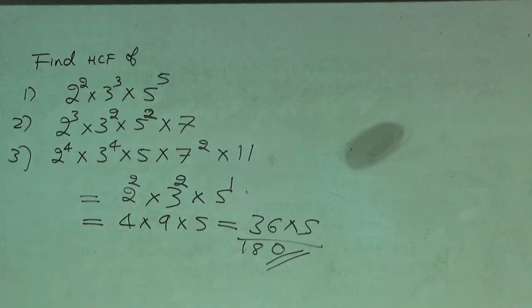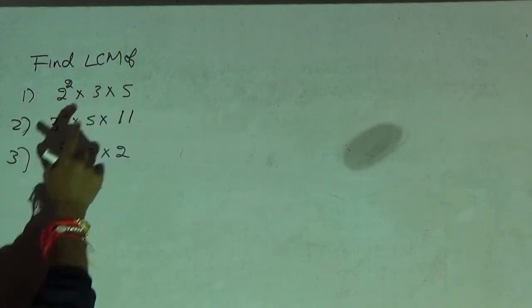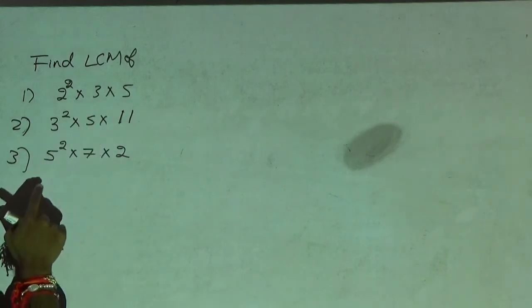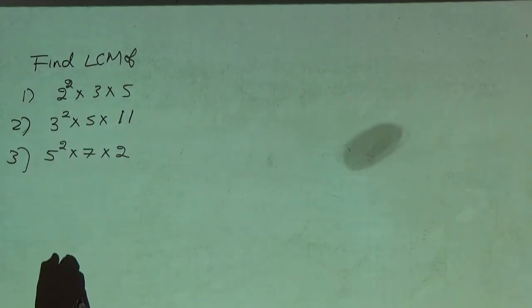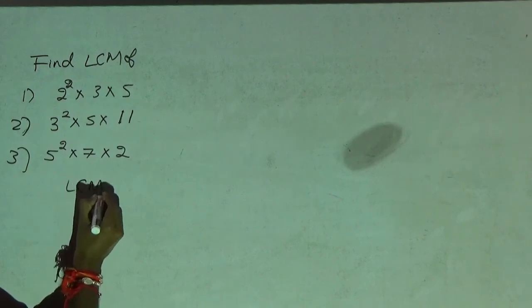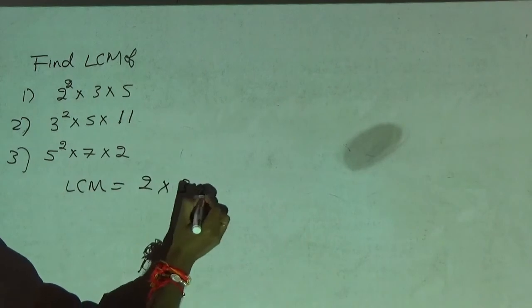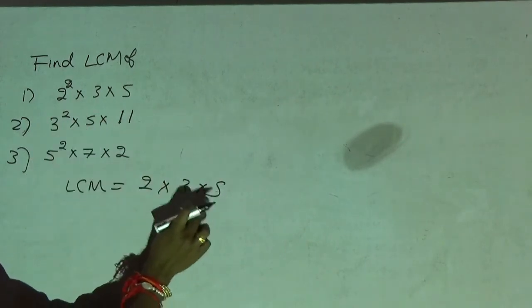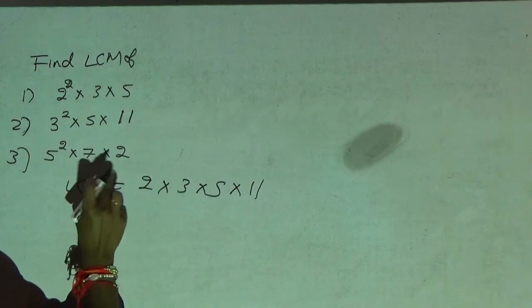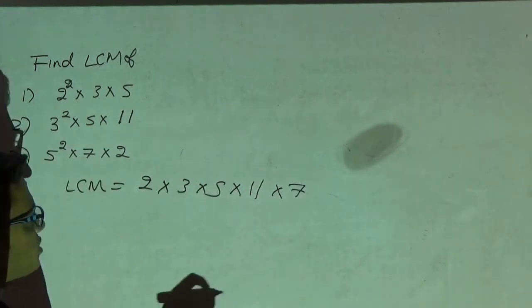Answer is 180. Now for this question, I need to find out the LCM. They have given 3 numbers which are written in the prime factors form: 2 square, 3, 5; another number 3 square, 5, 11; another number 5 square, 7, 2. So I need to find out LCM. In your HCF, I was writing only the common prime factors, but in your LCM you have to write all the prime factors that are listed here. So 2 here, 3 here, 5. See, 3 and 5 already written, then here 11, 2 already written, 5 already written, 7. And for powers you have to write the highest power.